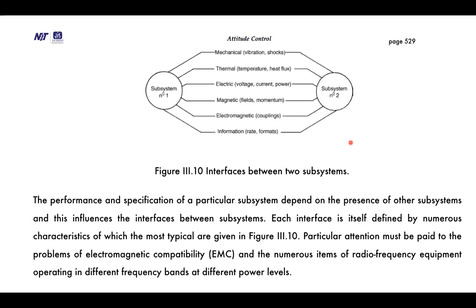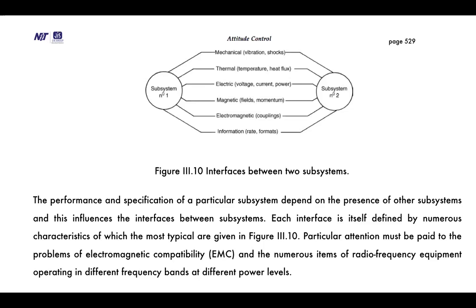The performance and specification of a particular subsystem depend on the presence of other subsystems, and this influences the interfaces between subsystems. Each interface is itself defined by numerous characteristics, of which the most typical are given in the figure above. Particular attention must be paid to the problems of electromagnetic compatibility, given the numerous items of radio frequency equipment operating in different frequency bands at different power levels.